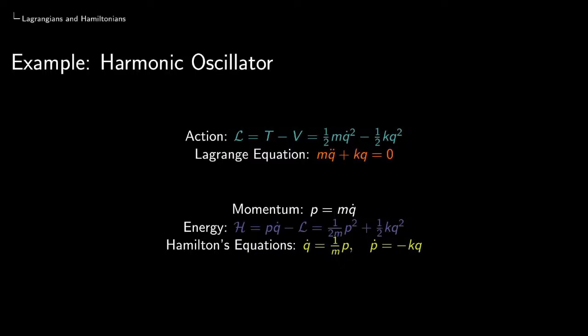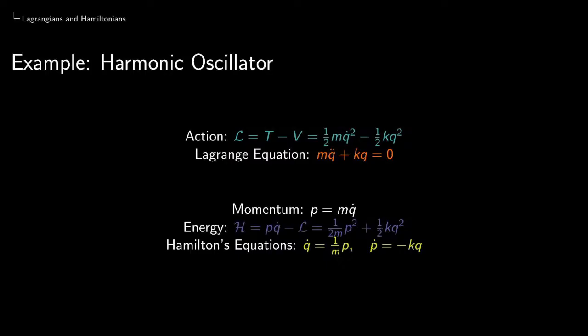A classic example of this is the harmonic oscillator. The action for a harmonic oscillator is going to be the kinetic energy minus the potential energy, 1/2 m q dot squared minus 1/2 k q squared. Applying the Euler-Lagrange equation, we get that m q double dot plus k q is equal to 0. That's the spring equation we all know and love, that we were talking about earlier. Now, there's no energy loss here, no damping term, but that's fine. We don't need damping.